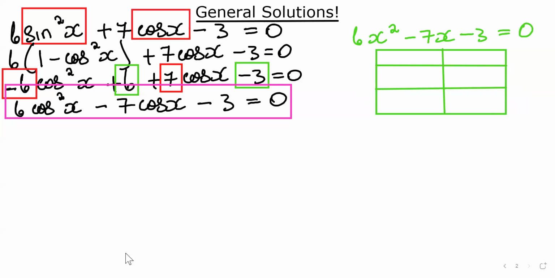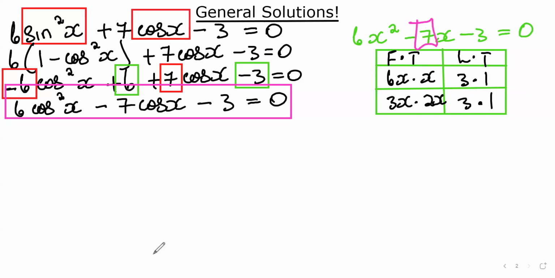Okay. Well, the first term can be written as 6x times 1x, but it can also be written as 3x times 2x. Now, the last term can only be written as 3 times 1. So now we are looking for a combination of factors. And by combination, I mean this thing multiplied by that, it's one combination. We are looking for a combination that will add up to 7x.